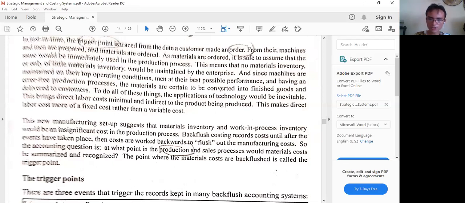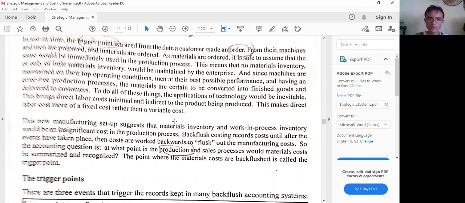Let me read. Backflush costing records costs until after the events have taken place. Then costs are worked backwards to flush out the manufacturing costs. Meaning we do the reverse flow from our outputs, going back to the inputs of production, which are the manufacturing costs: direct materials, direct labor, and factory overhead. We remove the conversion costs, because we focus on the items related to raw materials, but there would also be items related to conversion, and we have to flush them out, or remove them.